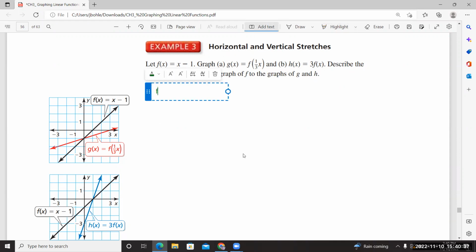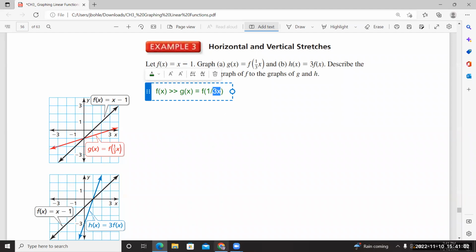I take my f of x and I'm going to translate it to a new function called g of x, which is going to be equal to f of 1/3 x. Okay, and this 1/3 is being multiplied on the inside. So we're going to look and see what that does when I multiply it by a number less than 1 and by a number that is bigger than 1.